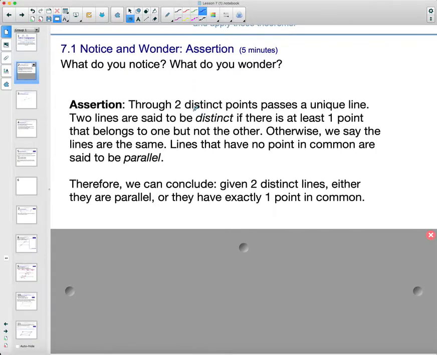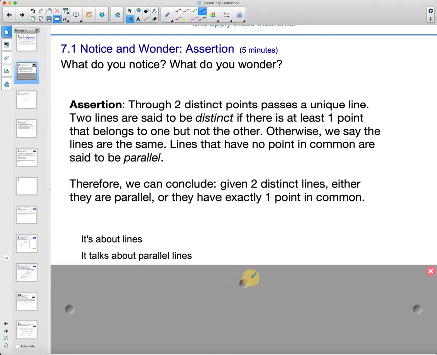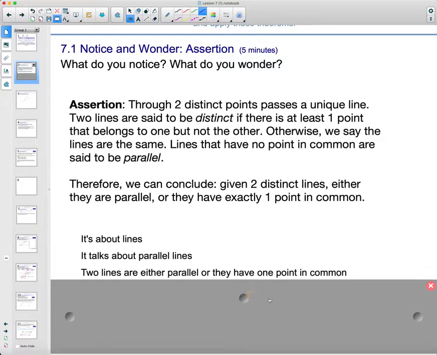So some things you might have noticed after reading that is that it's about lines. You might have also noticed that they talk about parallel lines. You might have also noticed that they talked about two lines are either parallel or they have one point in common.